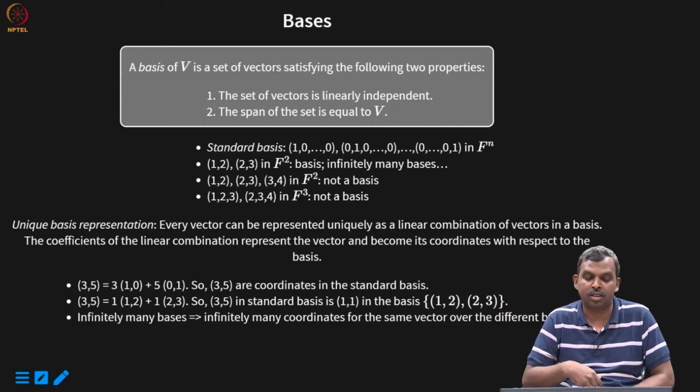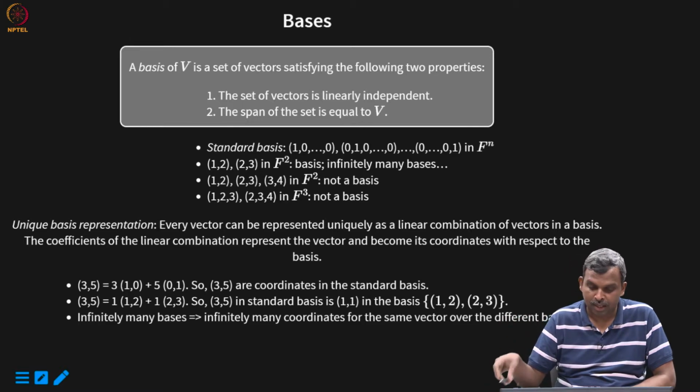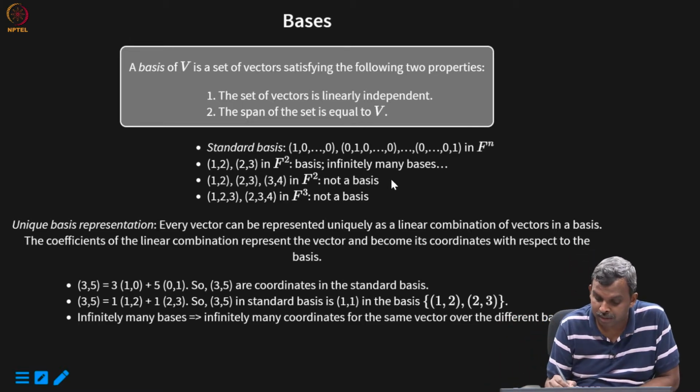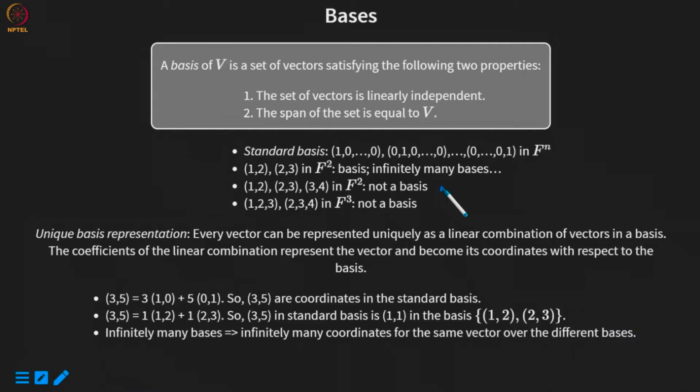Okay, in F^2 for instance, (1,2), (2,3) is a basis. But in F^2, (1,2), (2,3), (3,4) is not a basis. Okay, why is that? Because it's linearly dependent. Okay, so the set will span the whole F^2. The spanning condition is satisfied, but linear independence is violated. Okay, it's not linearly independent anymore.